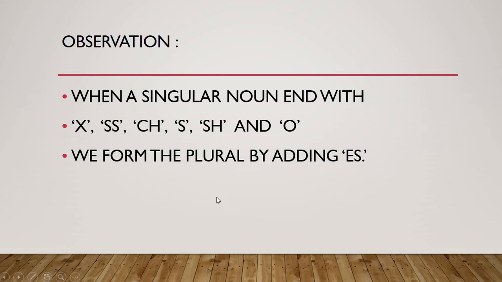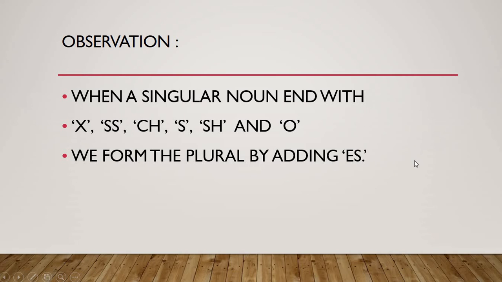Okay, I'll repeat all these 3 points once. If you have left out anything, please write it down quickly. When a singular noun ends with x, double s, ch, s, sh, and o, we form the plural by adding es.